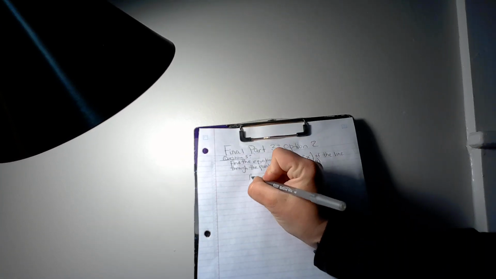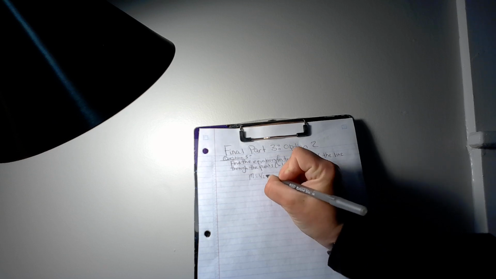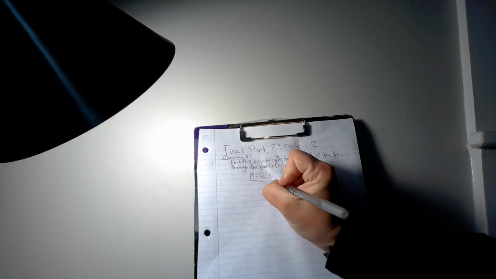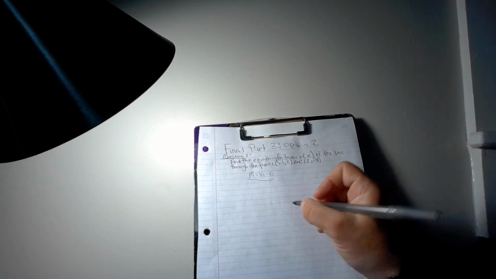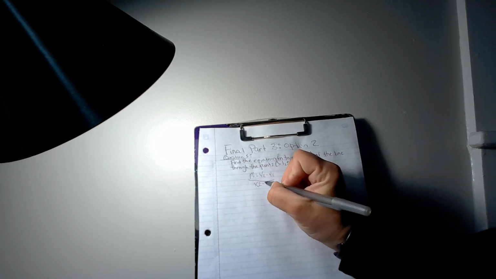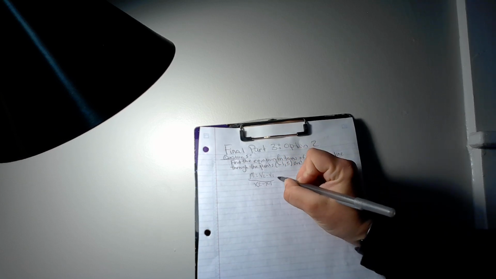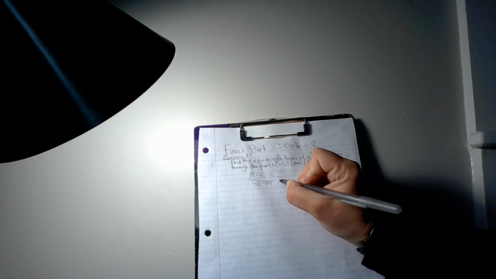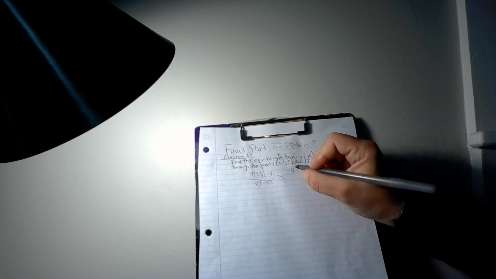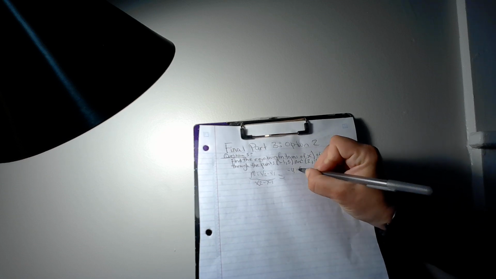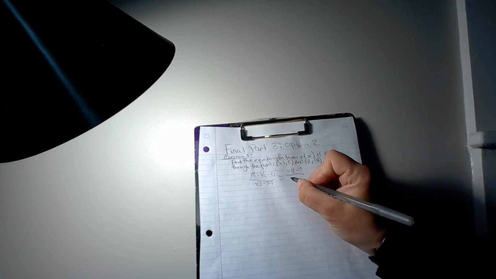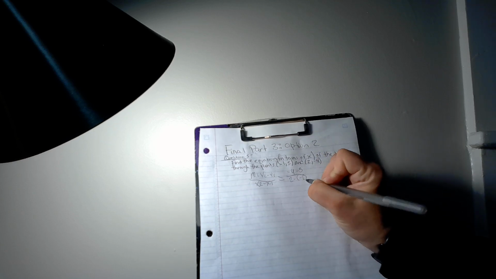m equals y2 minus y1 over x2 minus x1. So in this case, that would be -4 minus 5 over 2 minus -1, which would equal -9 over 3, which equals -3.